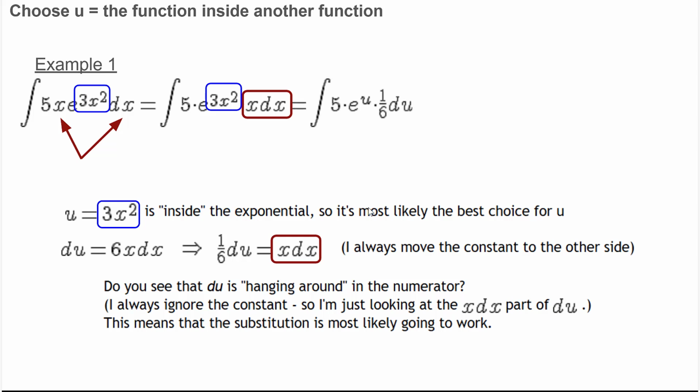I integrate 5 e to the u times 1/6 du, and I end up with the integral of e to the u du. We end up with 5/6 e to the u plus c, and then the last thing we always have to do is substitute that u back in. Remember, u is 3x squared, so instead of 5/6 e to the u plus c, I have 5/6 e to the 3x squared plus c. That would be example 1.